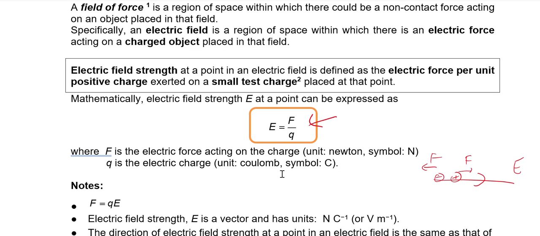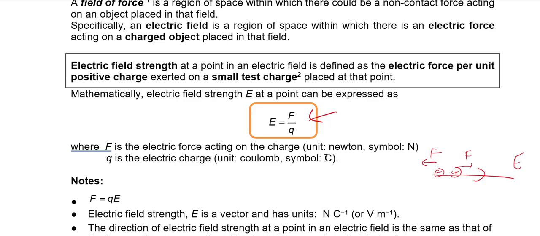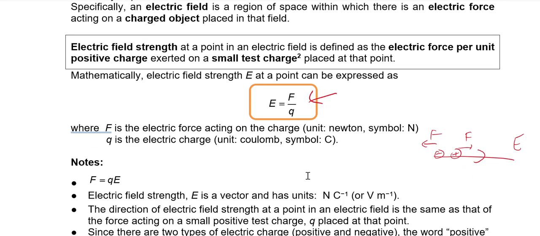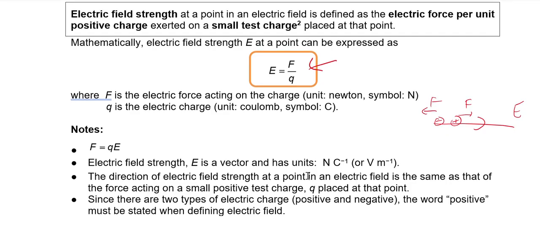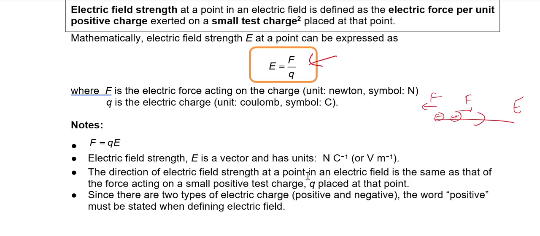The units are given here, I'm not going to talk about them. Electric field strength is a vector, you should know that. The direction of electric field strength at a point in the electric field is the same as that of the force acting on a small positive test charge, small q, placed at that point. Because the direction of electric field strength is defined as the force acting on a small positive test charge.